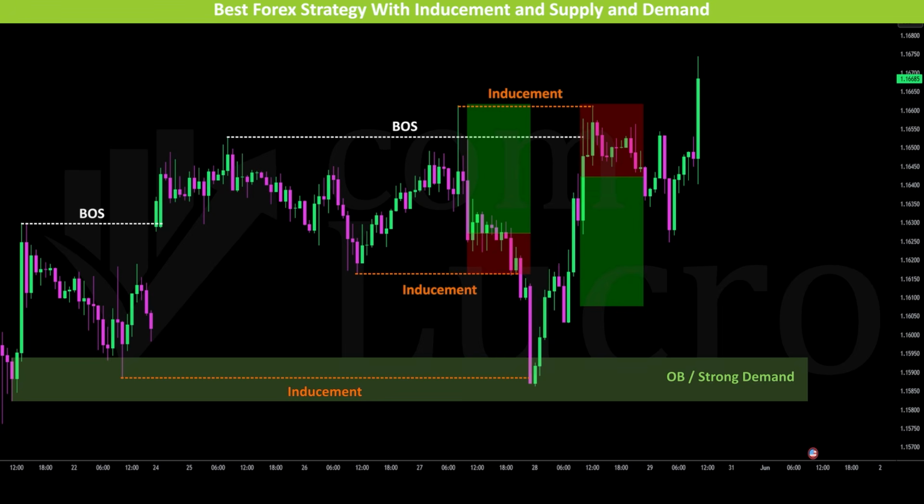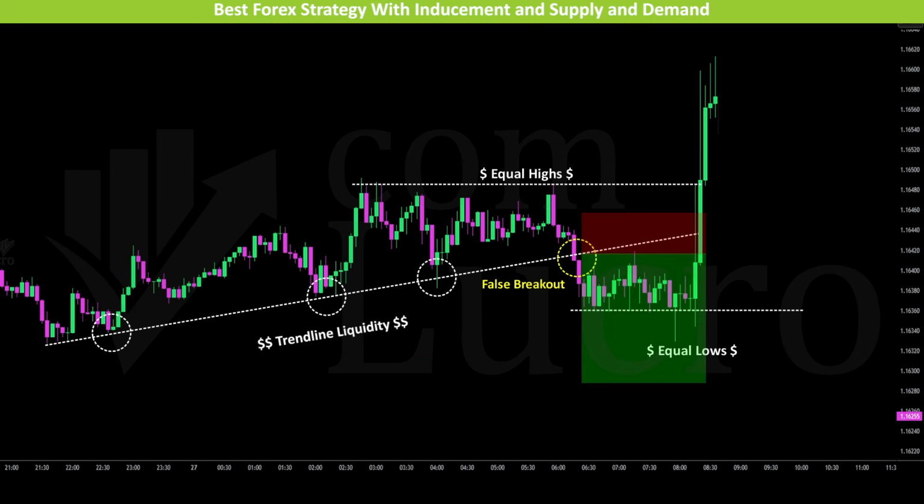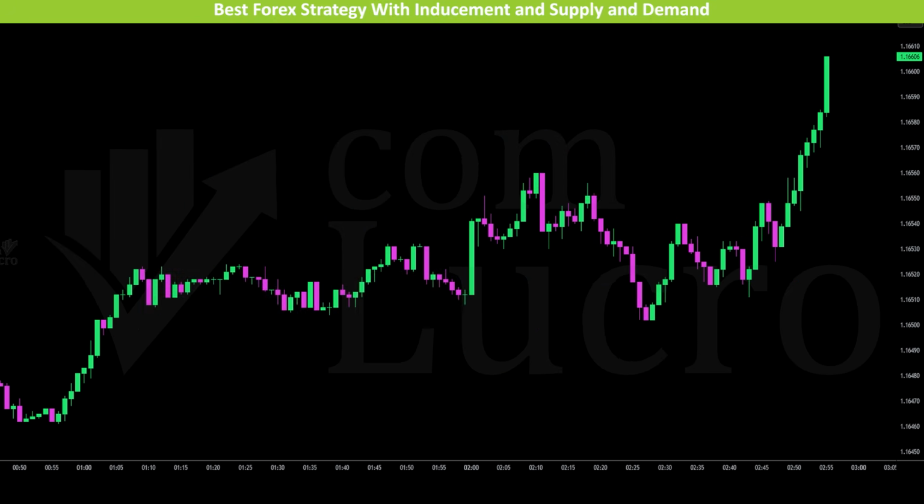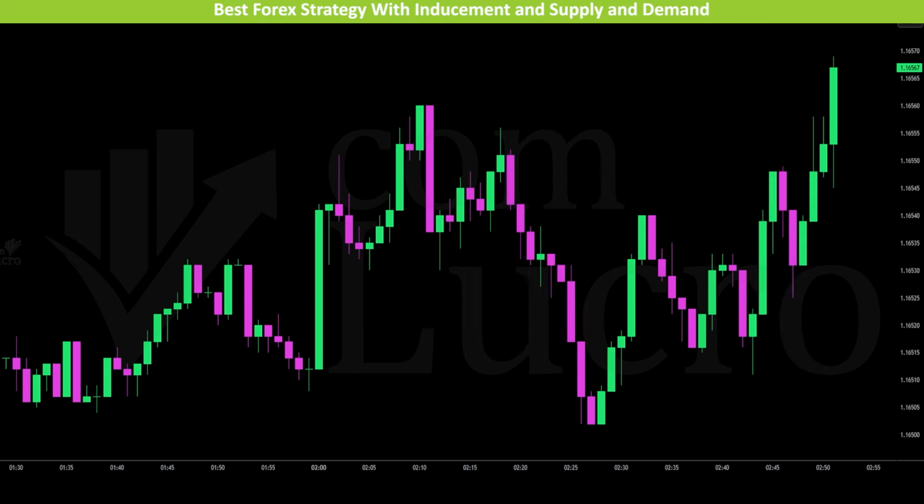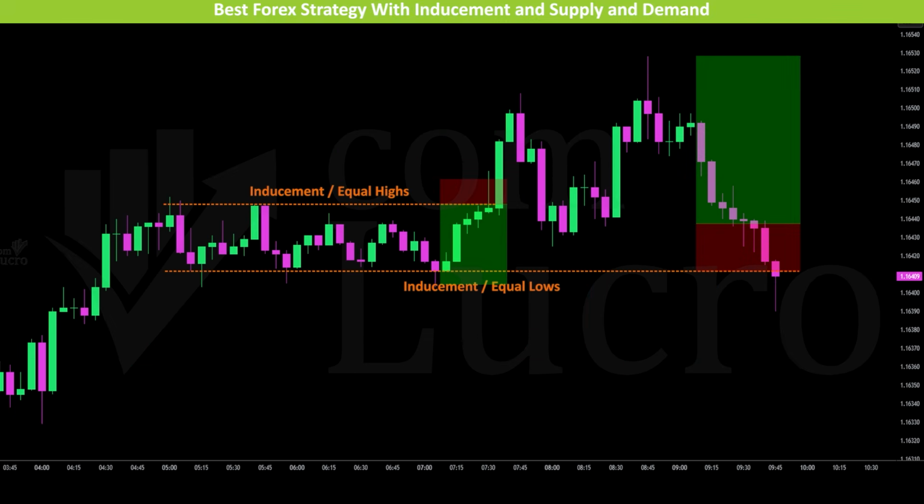That clean supply and demand zone on your chart may not be the real entry. It may be the trap. The best supply and demand strategy is not just a support and resistance trading strategy. It is about understanding the liquidity concept in trading, where price is reaching, who is being induced, and what liquidity must be collected before the true move begins.